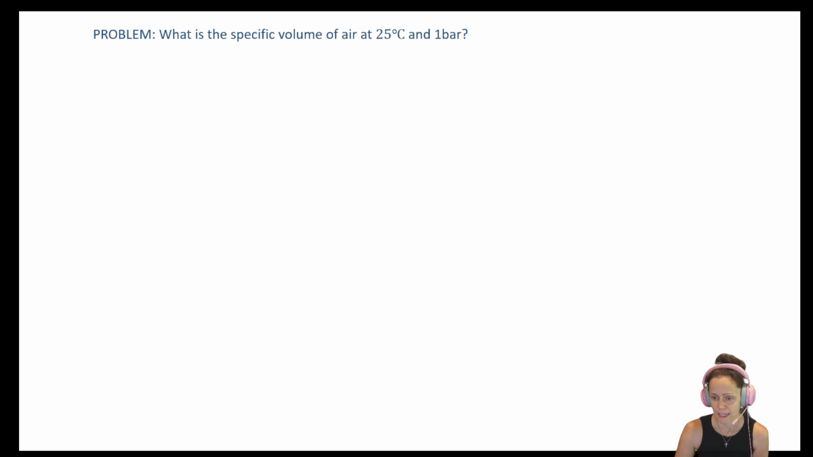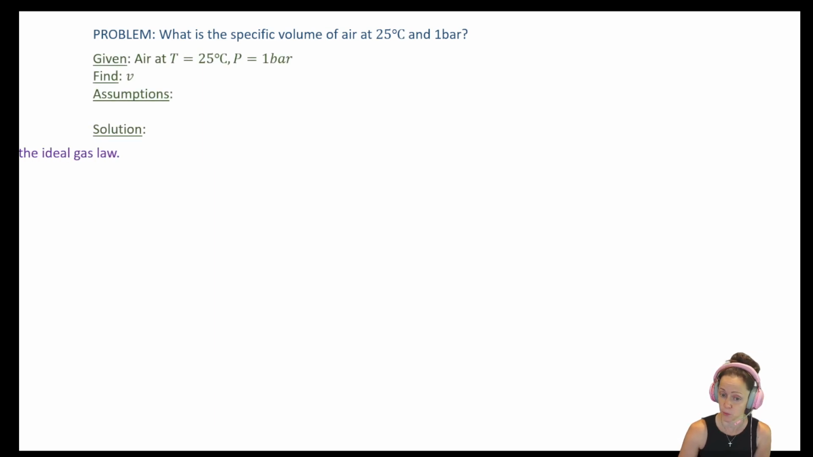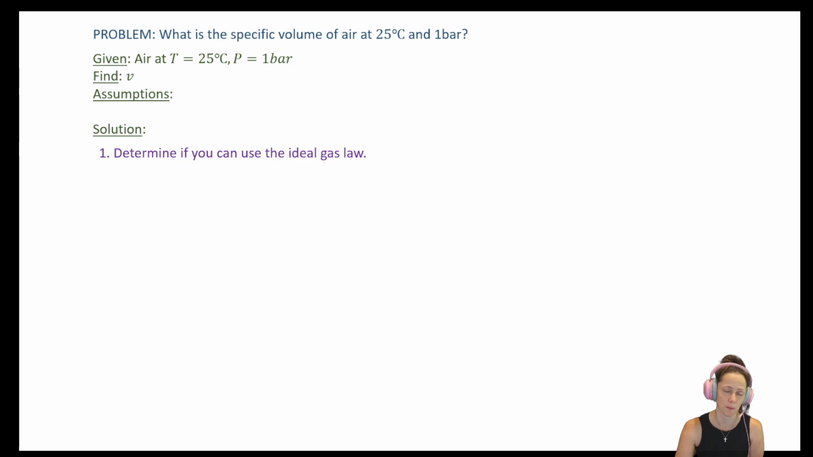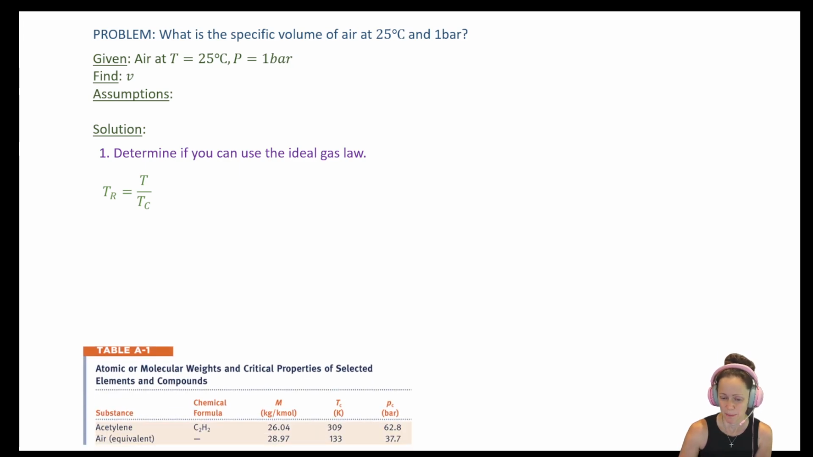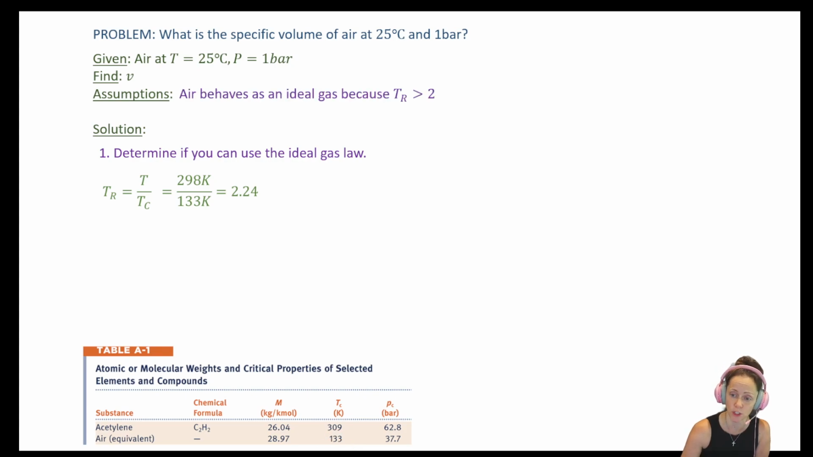All right, so let's do a problem here. The question is, what's the specific volume of air at 25 degrees Celsius and 1 bar? So let's write down what I've got and what I'm going to assume. I'm going to see, can I use my ideal gas law? Most of the time I'm going to tell you that you can, especially if it's air or nitrogen or CO2, something like that. But we'll do due diligence, so we'll check it out. My critical temperature for air, I can look that up. It's 133 K. Plugging things in, I see that my reduced temperature is greater than 2, so I'm good to go. I can assume that I've got an ideal gas.